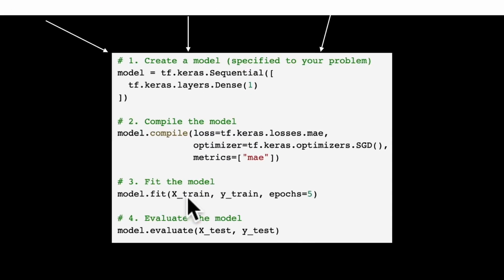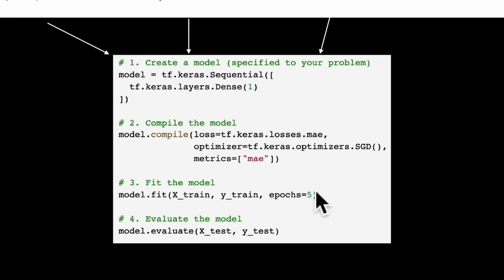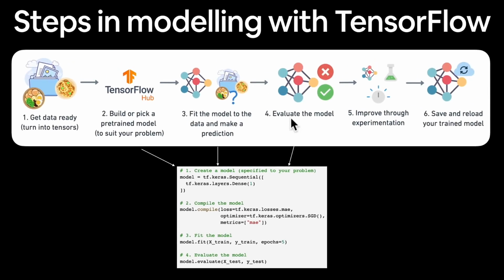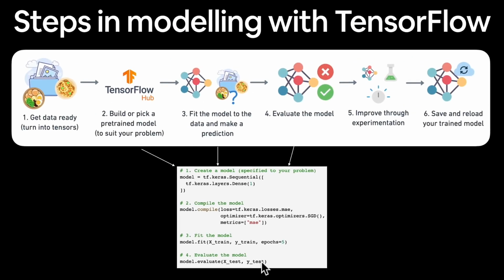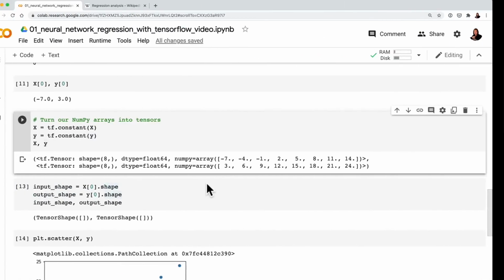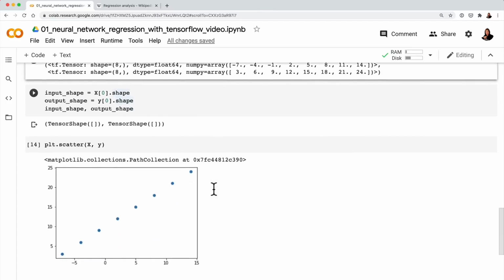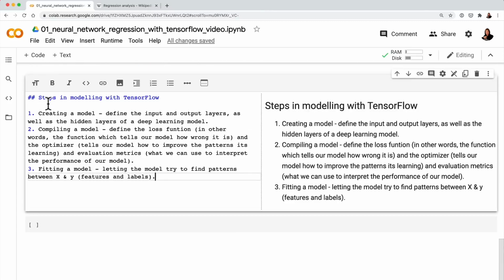Wonderful, model.fit, and we might fit it to the training data. We might let it look at the training data 5 times. And then we have number 4, evaluate the model. So once the model has found patterns in the training data, we might evaluate our model on the testing data. And then if we keep going, we can improve via experimentation, and then we can save and reload our trained model. But let's go back here. Let's see how we might actually go through these 3 steps here. And what I'm going to do is turn these into bold so they're just a little bit more pretty.